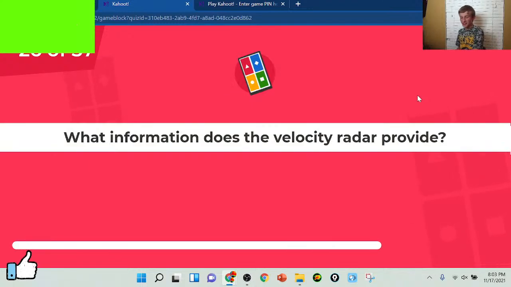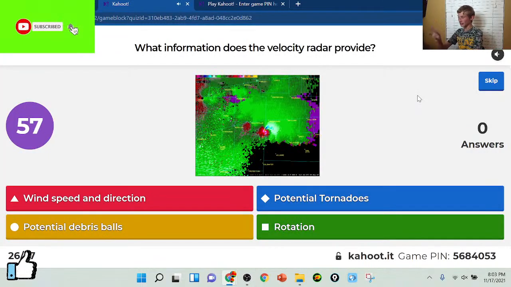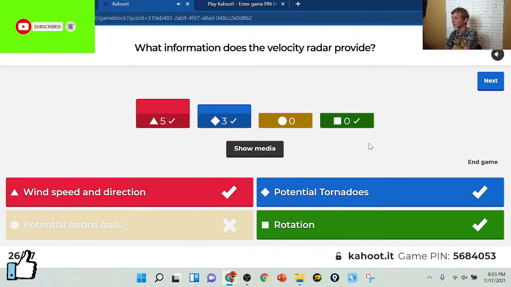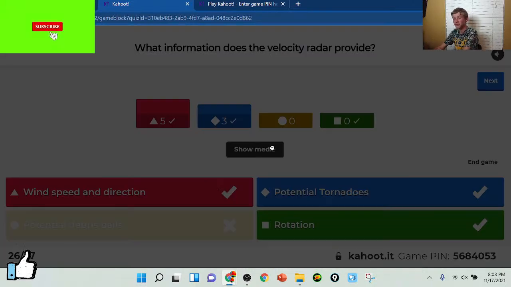Now, I think this one has 3 potential answers, okay? Once again, there's only 1 wrong answer on this question. This one has 3 correct answers. Good. I'm glad nobody got that question right. Question wrong. What did I just say? Yes, it is wind speed, potential tornadoes, and rotation.